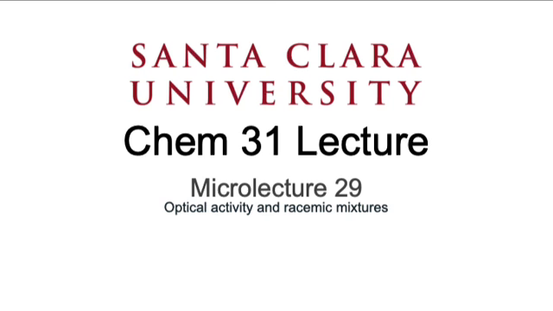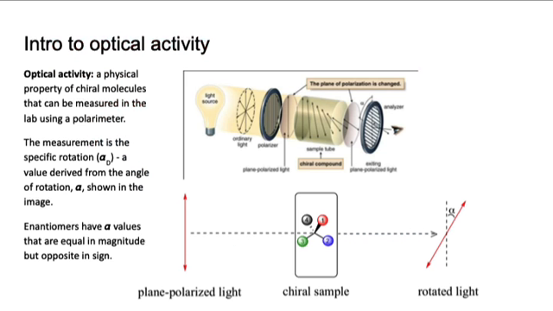Welcome to Microlecture 29. We're going to talk about optical activity and racemic mixtures, or racemates. So optical activity is a physical property of chiral molecules. In the lab, you can measure this property using a polarimeter.